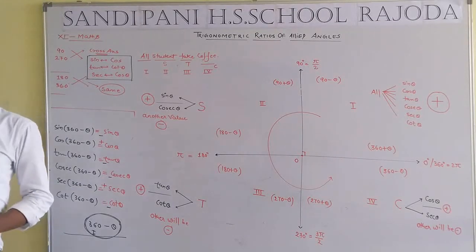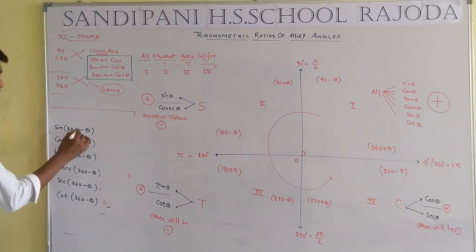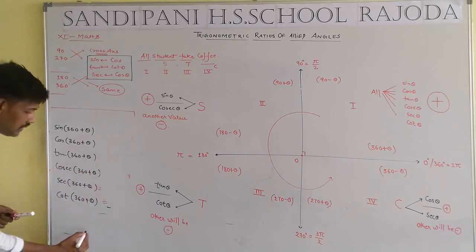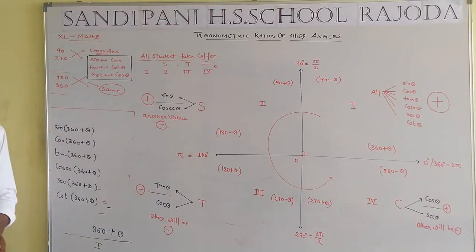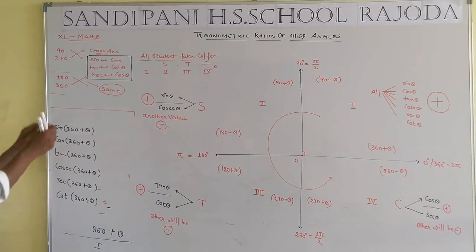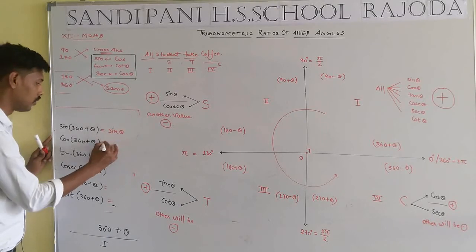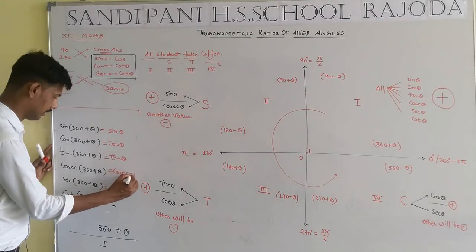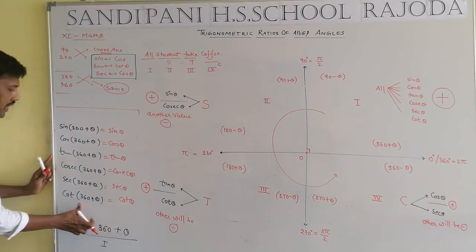Now time for 360 plus theta. Sin 360 plus theta, cos 360 plus theta, tan 360 plus theta. In the case of 360 plus theta, firstly we introduce 360. What is the message from the 360? Same answer. That means sine will be equal to sine, cos to cos, tan to tan, cosec to cosec, sec to sec, and finally cot to cot.